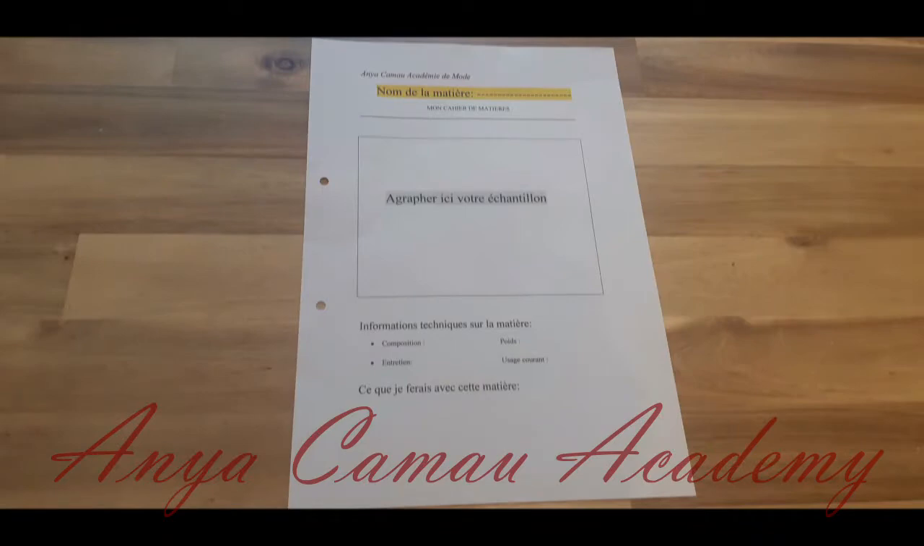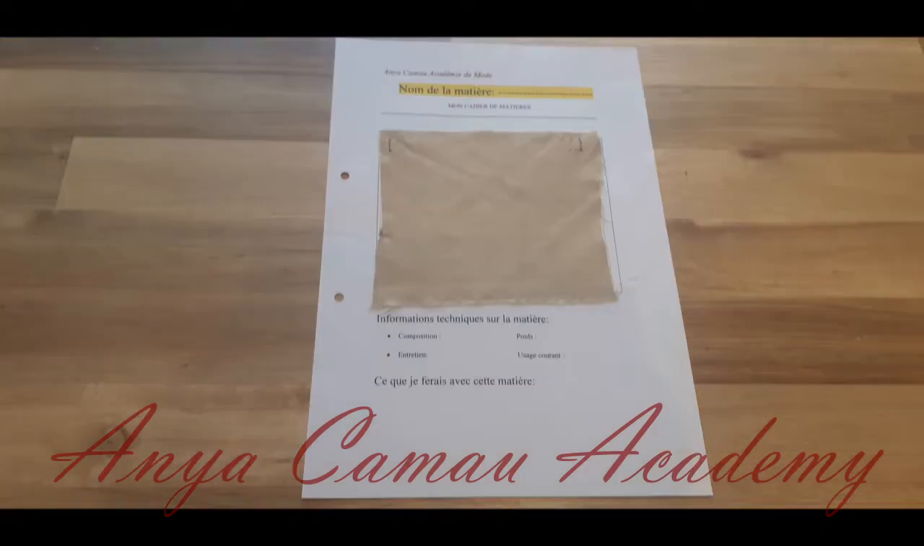Now let's go to make this fabric book. You have just downloaded this fabric sheet from my website anyacamau.academy. Then print it out as many times as you wish, and you will use one sheet for one fabric or material. I'm going to show you how I fill this sheet for a sample of crepe de chine, that is a 100% silk crepe. Take your sample and cut out a square into it, then fix it on one sheet, making sure to leave the bottom free so you can touch it to feel its weight, its softness, as fashion design speaks first to our senses.